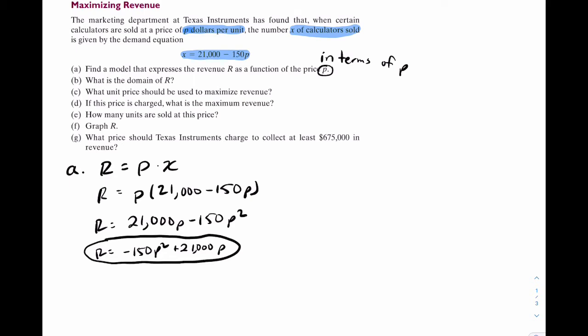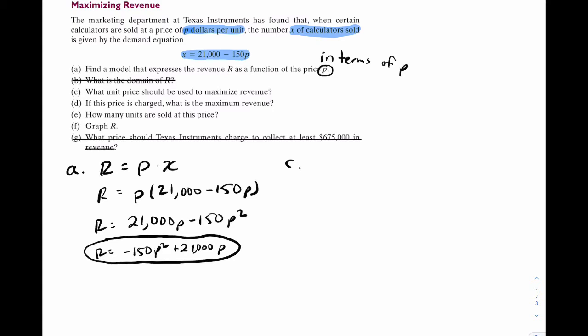For B, what is the domain? We're actually not really going to cover that in this unit, so we can cross that out. We can actually also cross out G. We're not going to do this part. Letter C. What unit price should be used to maximize revenue?